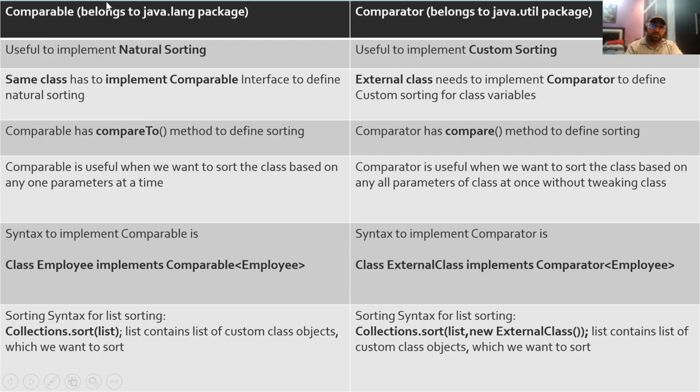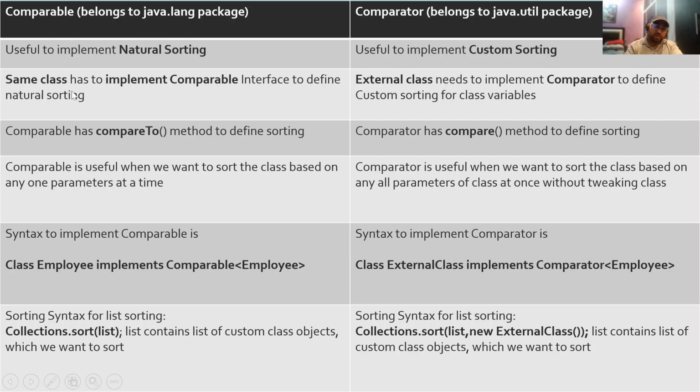Now moving on to the differences. Comparable belongs to a separate package, which is the java.lang package, while Comparator belongs to the java.util package. Now Comparable is used to implement natural sorting. This is already covered: when the same class which we want to sort has implemented its own sorting, that sorting is known as natural sorting, and the same is possible using Comparable. And on the other hand, Comparator is used to define custom sorting. In these cases, we'll have to rely on external classes.